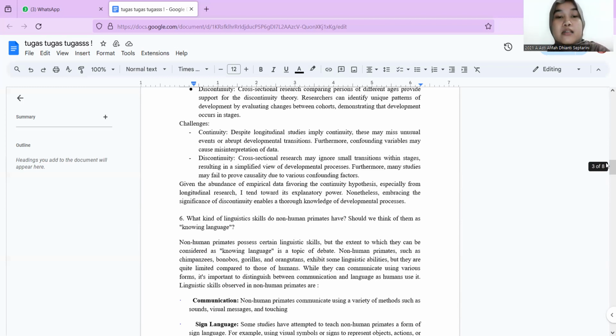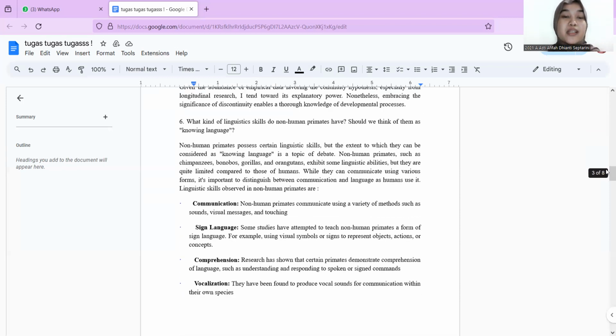Given the abundance of empirical data favoring the continuity hypothesis, especially from longitudinal research, I tend towards its explanatory power. Nonetheless, embracing the significance of discontinuity enables a true knowledge of the developmental process.